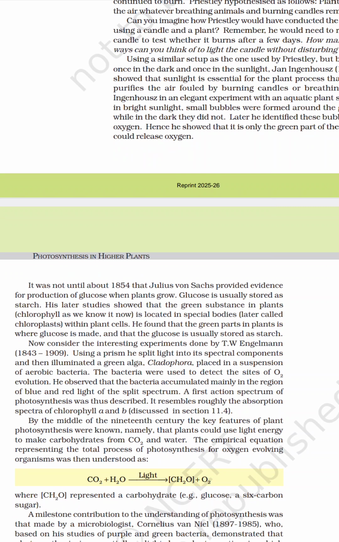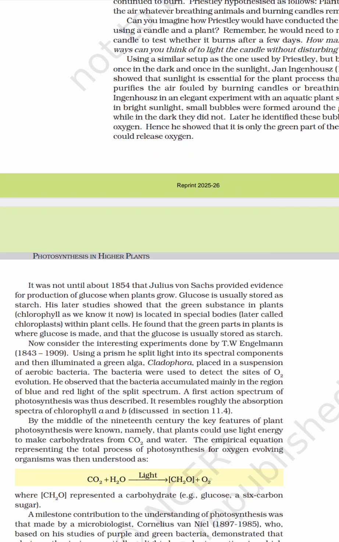Another experiment is by T.W. Engelmann. He used a prism to split light into its spectral components and illuminated a green alga, Cladophora, placed in a suspension of aerobic bacteria. The bacteria were used to detect the sites of O2 evolution. He observed that the bacteria accumulated mainly in the regions of blue and red light of the spectrum. His first action spectrum of photosynthesis was thus observed.